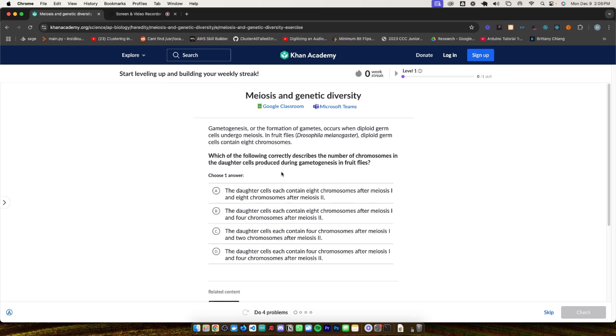Gametogenesis, or the formation of gametes, occurs when diploid germ cells undergo meiosis. In fruit flies, diploid germ cells contain 8 chromosomes. So, which of the following describes the number of chromosomes in each of the daughter cells produced during gametogenesis in fruit flies? So, it's important to first understand.